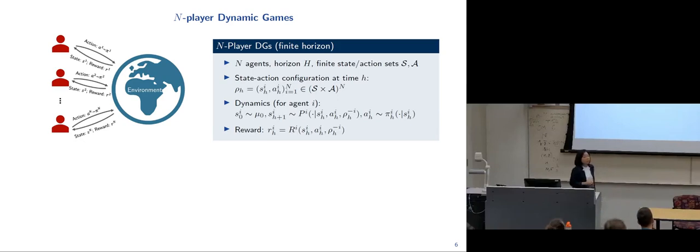So in the n-player dynamic games here, we're going to denote rho as all the state action configurations among our agents, and the dynamics for each agent i basically follow that the next state follows agent i's state dynamics P, which depends on all the other agents' state and action pairs, and agent i is going to take some Markov policies, which depend on the current horizon h. And the reward, again, is going to depend on all the states and actions among all agents there. Each agent has its own reward function, its own objective to maximize.